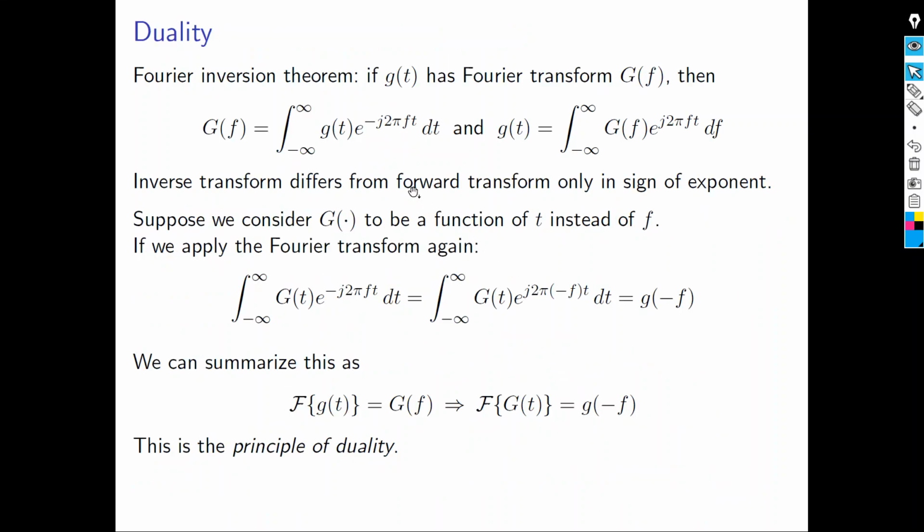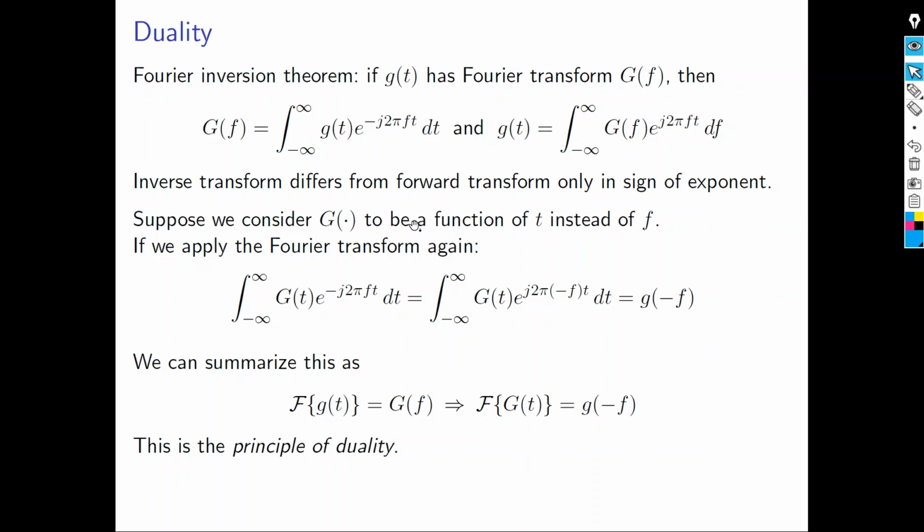Duality, Fourier inversion theorem. If g(t) has Fourier transform G(f), then G(f) is equal to the integral of g(t) e^(-j2πft) dt, and g(t) is basically the inverse of this. You just remove the minus from here. Here g(t) is time, here is frequency, and here there is no minus. This is the inverse. The inverse transform differs from the forward transform only in the sign of the exponent.